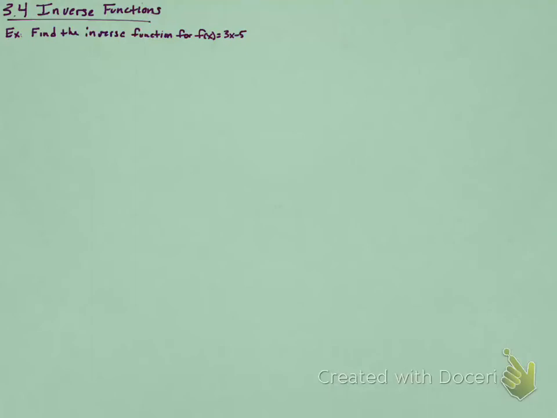In section 3.4, we're going to learn about inverse functions. And all I'm going to show you in this video is a very short and quick example that gets right to the quick and dirty about how to find inverse functions. Essentially, guys, in this example, we're going to try to find the inverse function for f of x equals 3x minus 5. All you have to remember to do is something very basic.